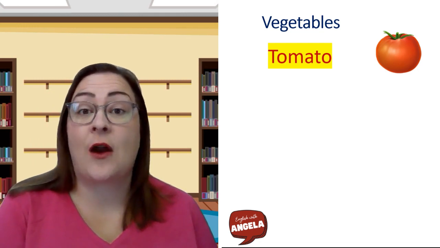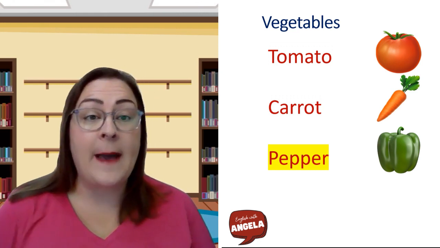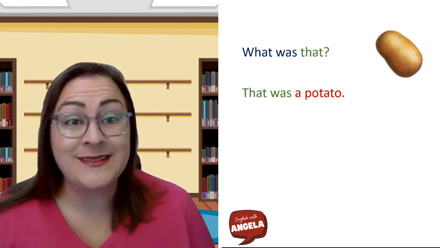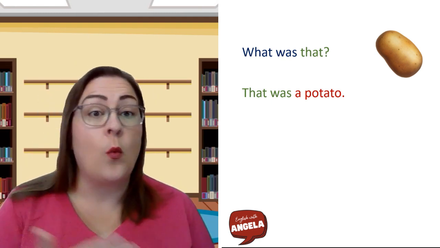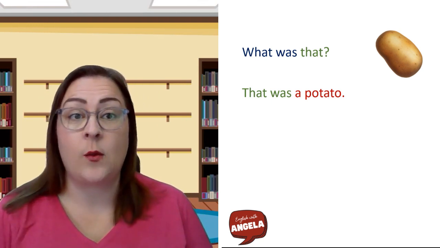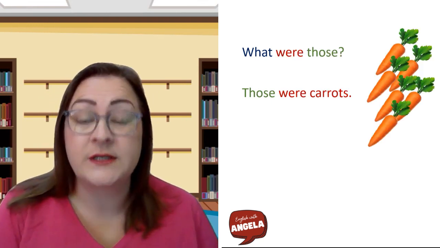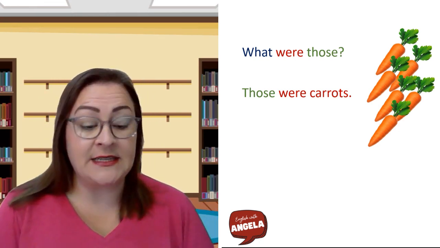Very good. So today we've been learning and practicing our vegetables and how to talk about them in past tense. We have tomato, carrot, pepper, and potato. If it's one, what was that? That was a potato. If there's more than one, we're going to say, what were those? Those were carrots.